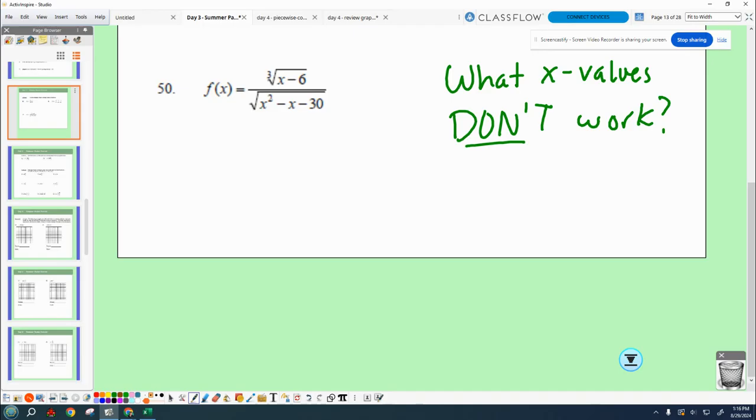The denominator's the problem. Am I allowed to do the square root of anything? What am I not allowed to do square root of? Negatives. Square root of 0 is okay, because square root of 0, what times itself is 0? 0. But then I can't divide by it. So I can square root it, but I can't have it in the denominator. All right, so I need to know where it is equal to 0 and then deal with it.